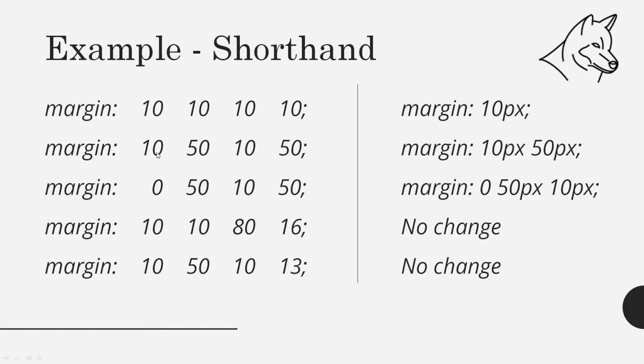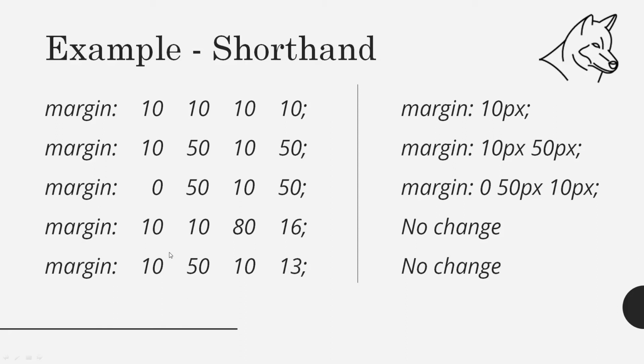Then in the second one, remember, it's north, east, south, west. North and south are 10 and 10, and east and west are 50 and 50. We can shorten it like this because the 10s are the same and the 50s are the same. On the third example, we've got north, east, south, west, and notice we can shorten this 50 here, but because north and south are different, while east and west are the same, you can shorten the east and west, but not the north and south.